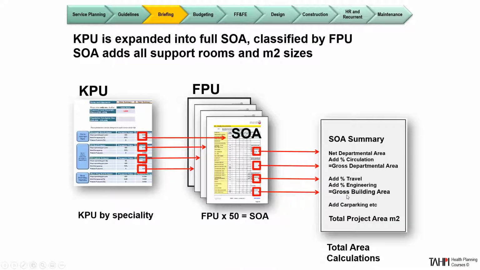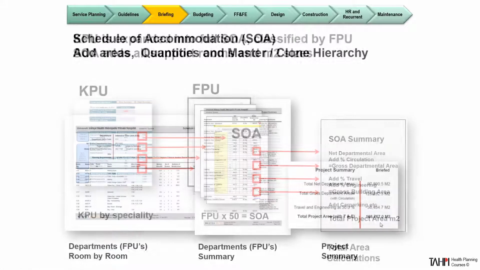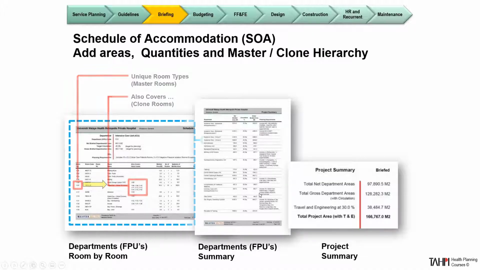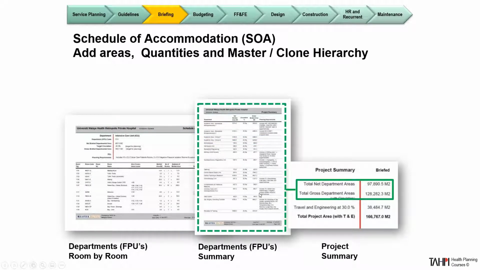It covers a lot of important subjects. For example, how to extract information from key planning units in the service plan into functional planning units, then divide it up into schedules of accommodation, then how to do the calculation of net to gross, including travel and engineering, and to arrive at the total project area. We look at the subject of master and clone hierarchy in the schedule of accommodation, including templates for the rooms and the quantities of those rooms. How do they add up? How do you present the schedules? How do you summarize them?